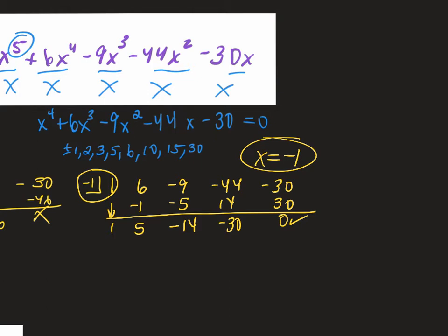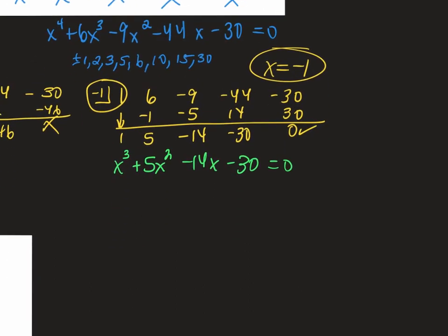So now I can write my resulting polynomial. I'm going to have x cubed plus 5x squared minus 14x minus 30 equals 0. I hope that this would factor out pretty, but of course it doesn't. So we're going to do synthetic division again. Plus or minus the factors of the last number. So it's 1, 2, 3, 5, 6, 10, 15, and 30.